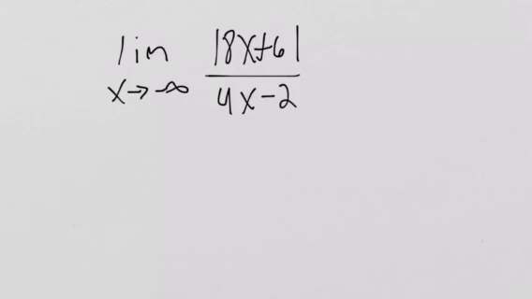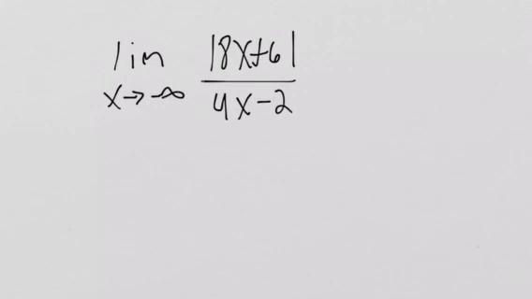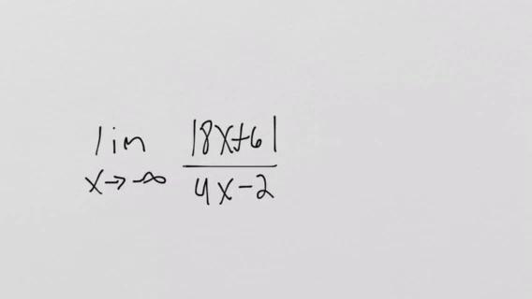Okay, just going to do two problems for this video. So we have the limit as x approaches negative infinity of this function here. And the thing about this absolute value, it's always positive, right? That's the definition of an absolute value. Always positive, because it takes negative values and flips them positive.